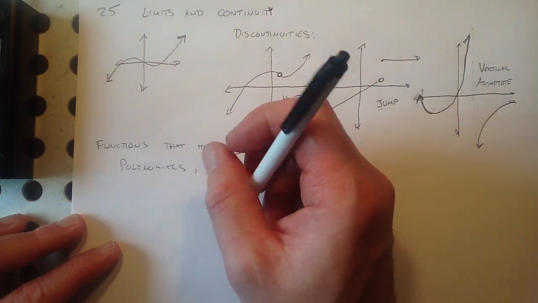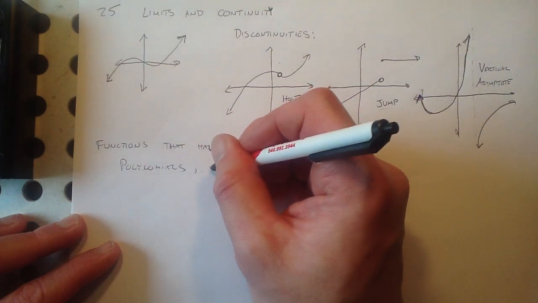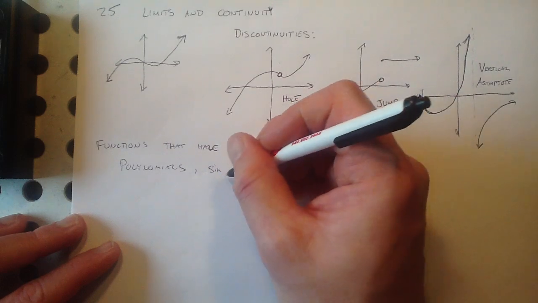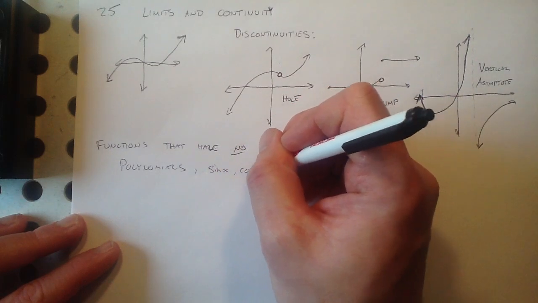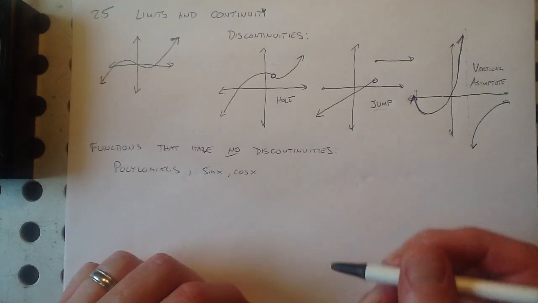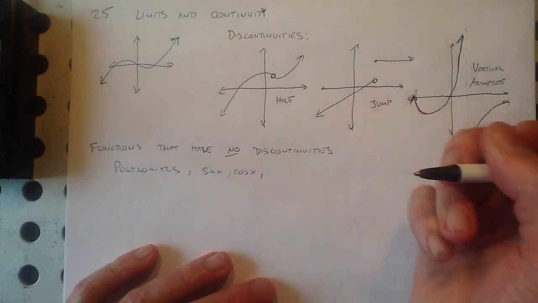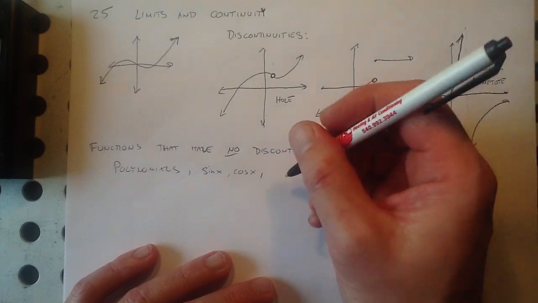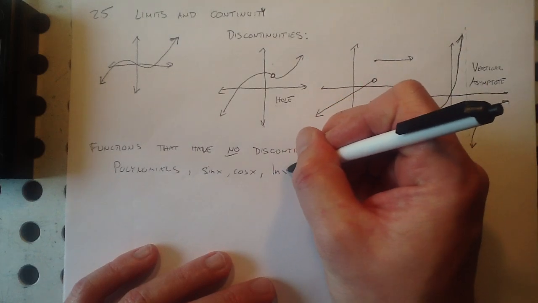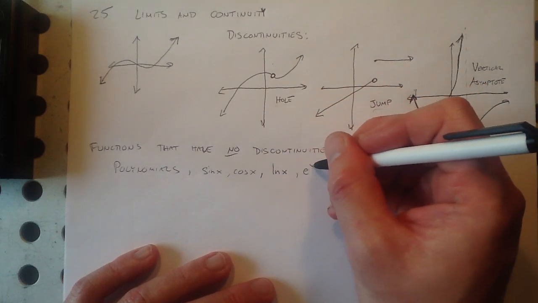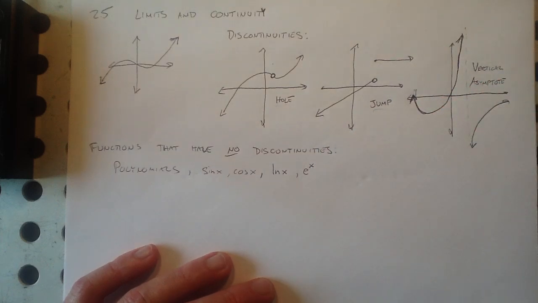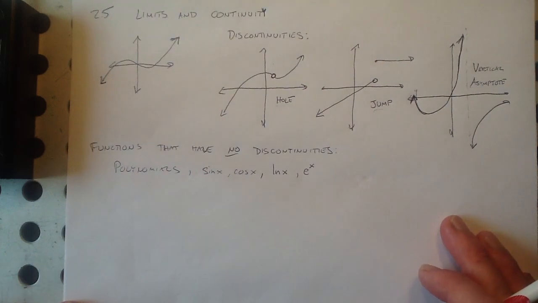Trig functions, but not all trig functions, right? Actually just sine and cosine. The other ones have vertical asymptotes. All 4 of the other ones, right? The natural log function, the e to the x function. What other functions should you be familiar with? I think those are the big ones that do not have any problems. All right, now what does this have to do with limits?